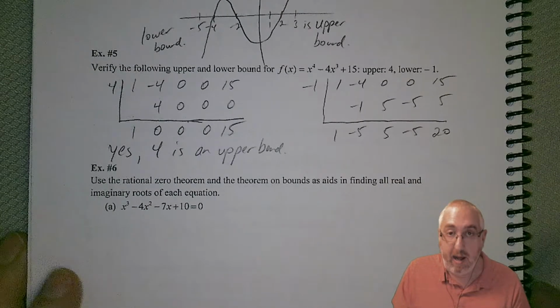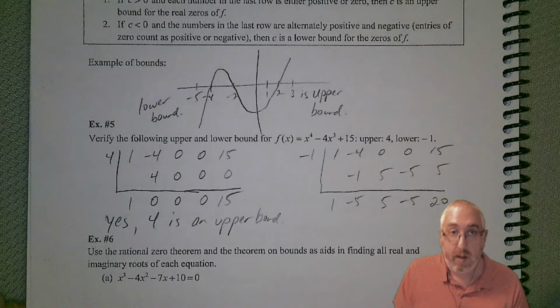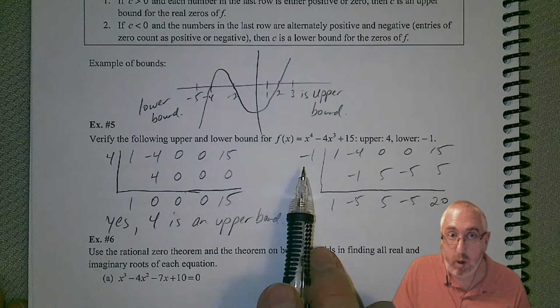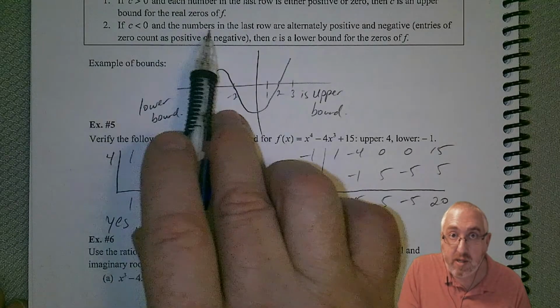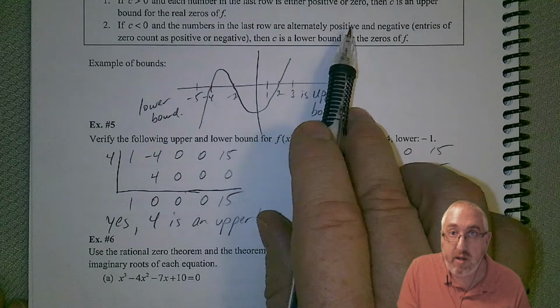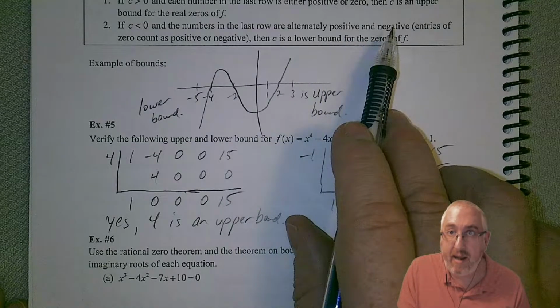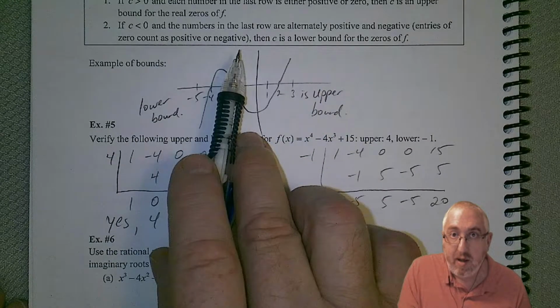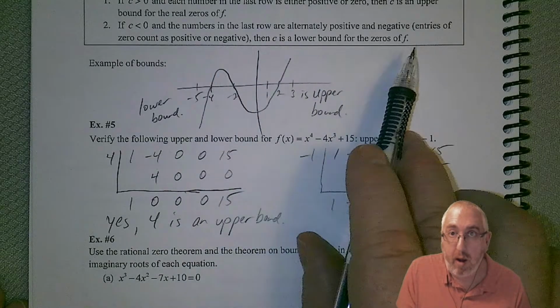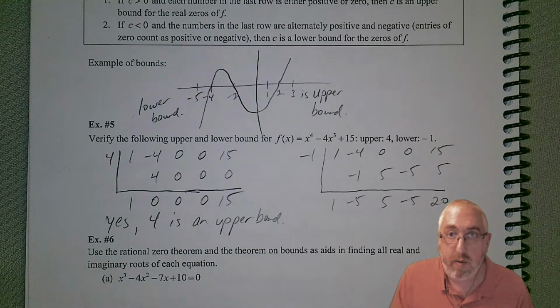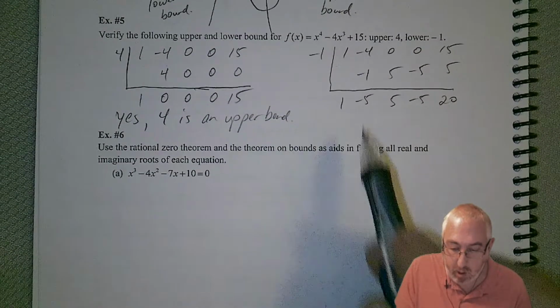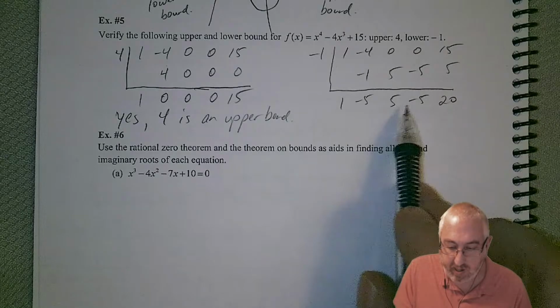Okay, so now let's go back to the rule. If C is less than 0, and it is, it's -1, and the numbers in the last row are alternately positive and negative, entries of 0 count as positive or negative, then C is a lower bound for the zeros of F. So in this case, we can clearly see that they do alternate signs: positive, negative, positive, negative, positive.